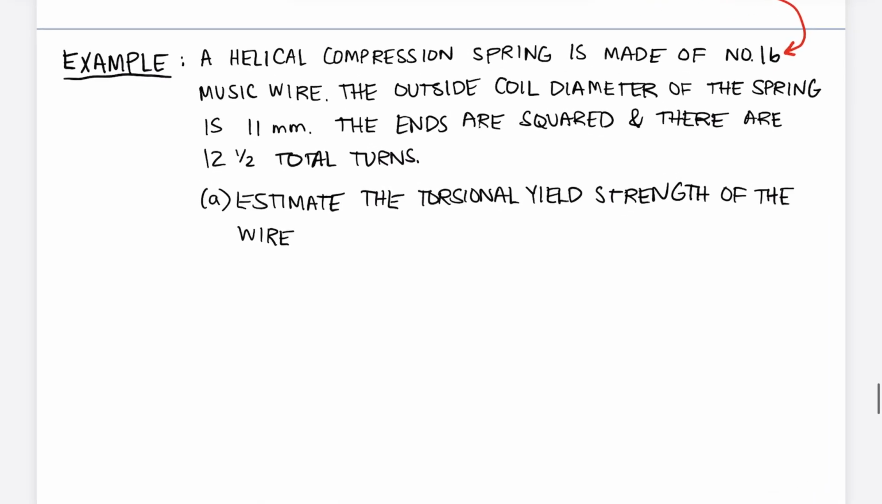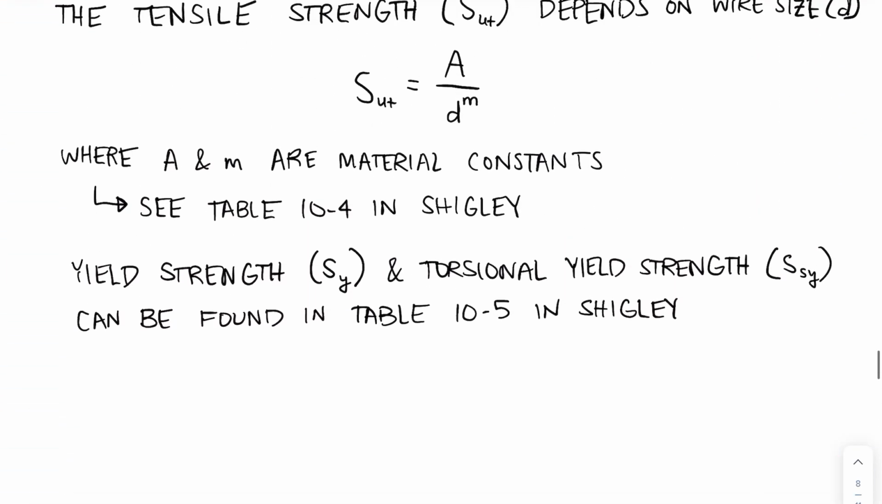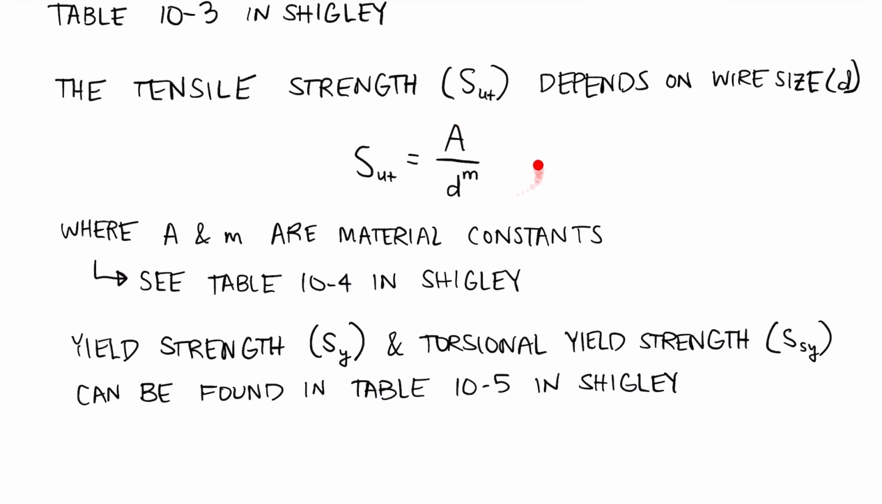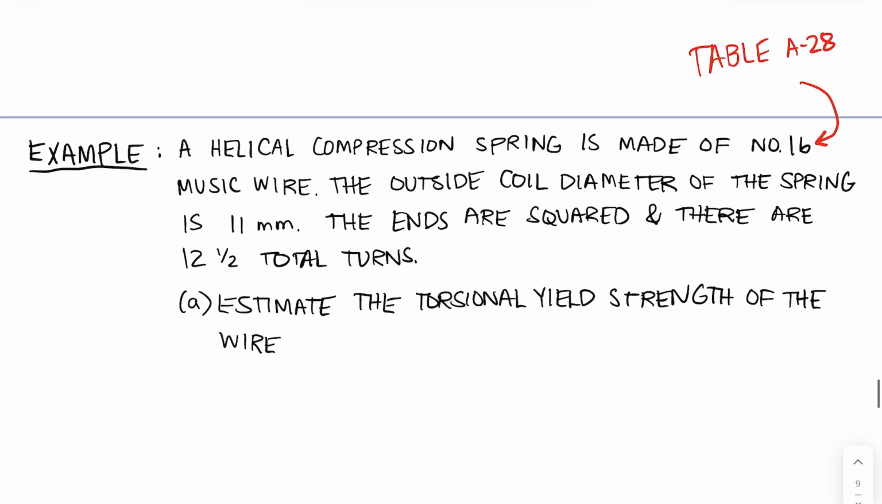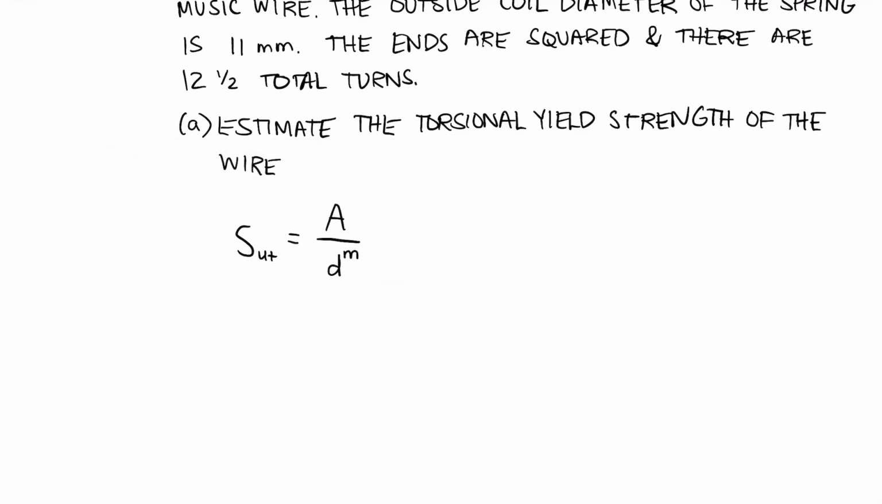All right, so part A asks us to estimate the torsional yield strength of the wire. Now remember that we just talked about this equation, which we're going to need to use, this SUT, because we're looking for torsional yield strength, and that is going to depend on the tensile strength of our wire. So we're going to start with this equation. Let me just copy it. Okay, we know we need that.